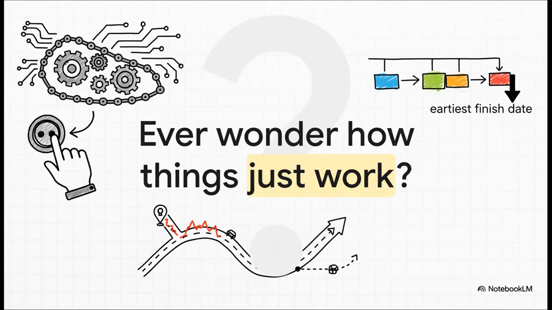Have you ever really stopped to think about it? We tap a button on a screen, and suddenly this incredibly complex series of events just happens perfectly. How on earth does your GPS know about that traffic jam 3 miles ahead? Or how does a project manager know the absolute rock bottom earliest date a giant project can possibly be finished?